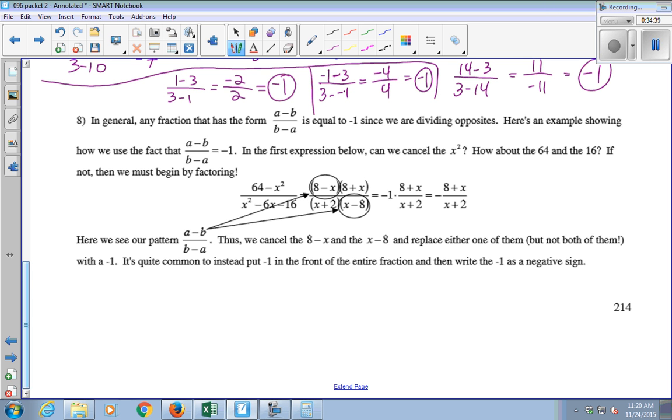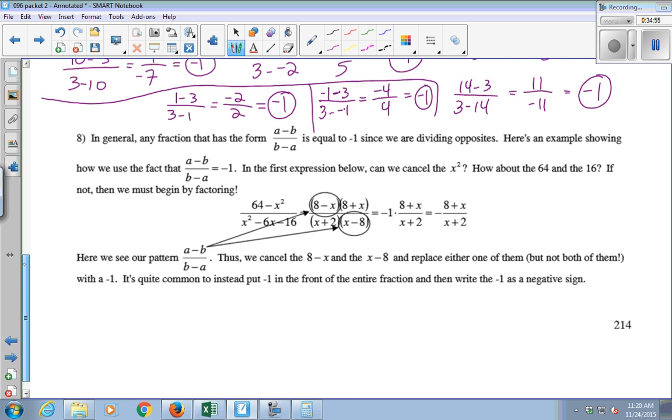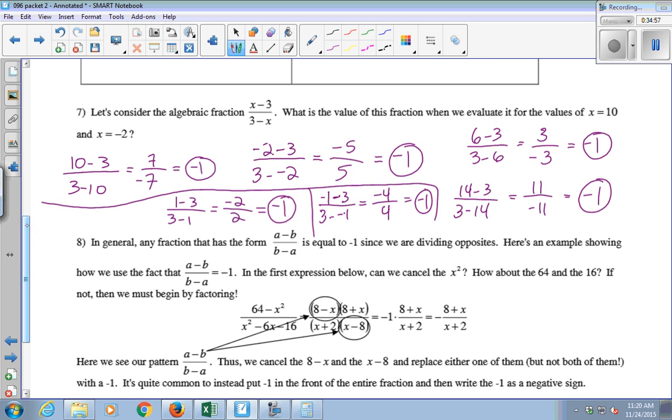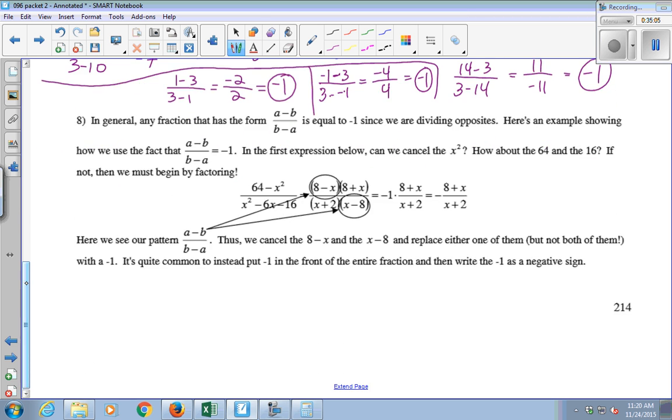But on the top, I have an 8 minus x, and on the bottom, I have an x minus 8, right? I just reversed the order of the subtraction. So those two cancel to be negative 1, just like our example up above, where I had 3 minus x and x minus 3. Now I have x minus 8 and 8 minus x. Those are always going to reduce to negative 1.